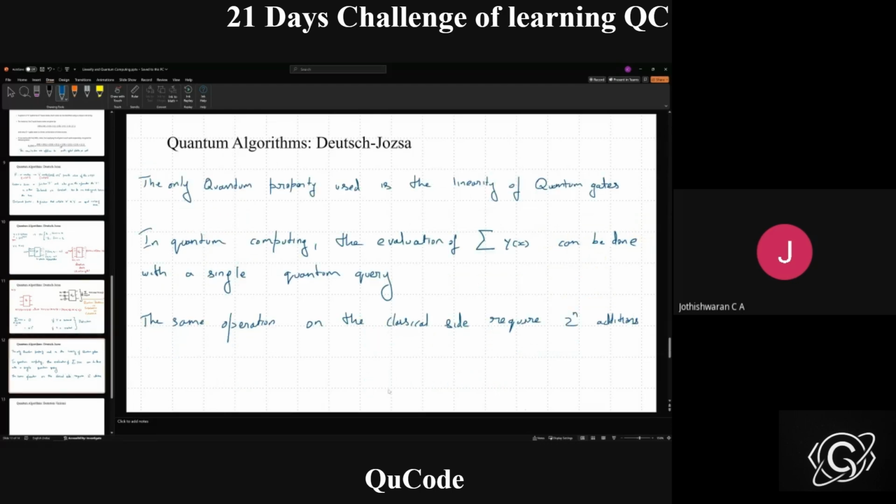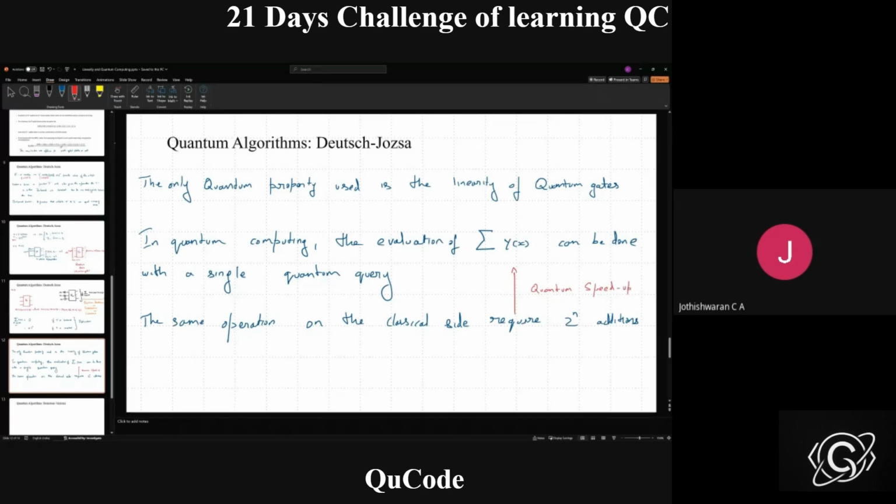So this thing essentially, where I have 2 to the power n summations on one side, I can do with a single query on the other side. This is what we call the quantum speedup. So this was the first observed instance of a quantum speedup.